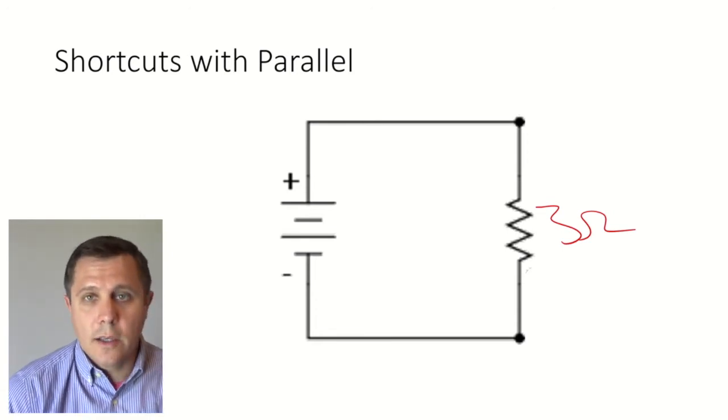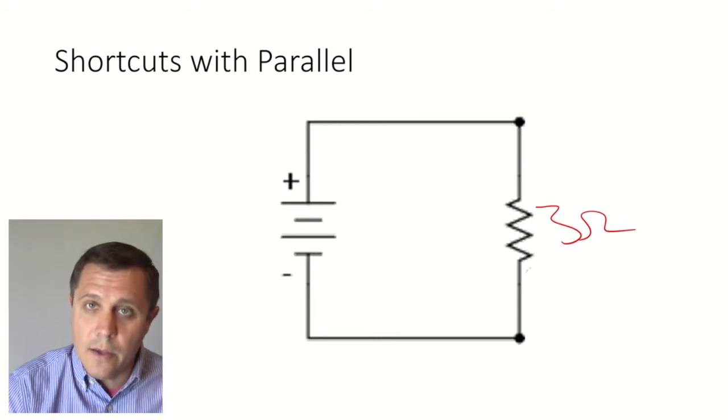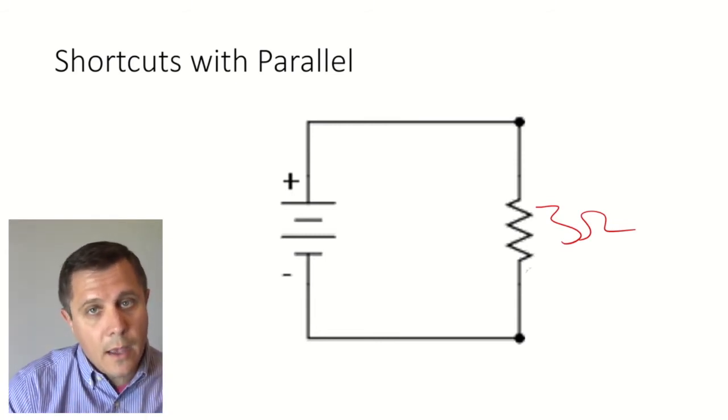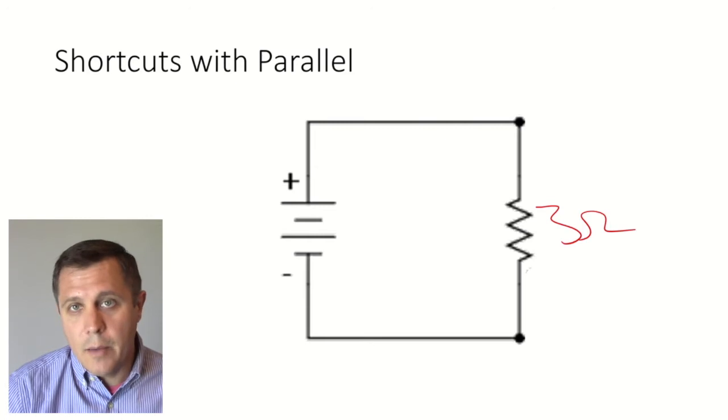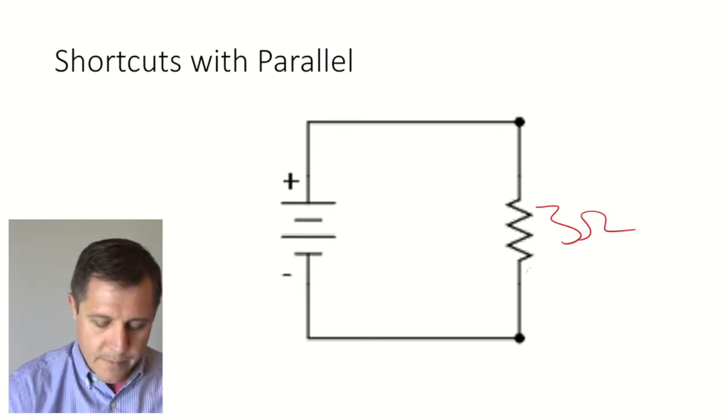So anyways, that's the shortcut. If you have resistors, they have to be the same value. But if you have two resistors of the same value, you can divide by 2, and that's the equivalent, and so on and so forth. Okay.